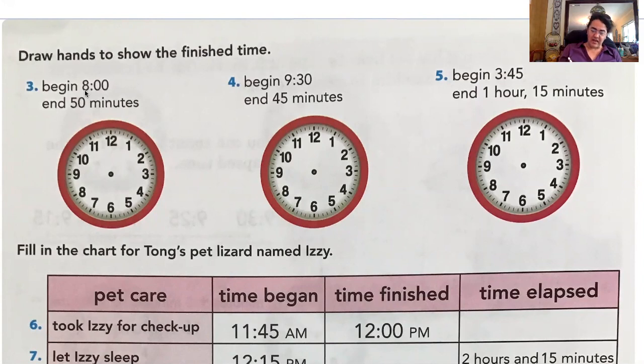We're going to begin at 8 o'clock and end 50 minutes later. So if I begin at 8 o'clock, right? Let's begin at 8 o'clock. And end 50 minutes later, we're going to come around and stop it here. So our hands should be almost to the 9 o'clock and to the 50-minute mark.